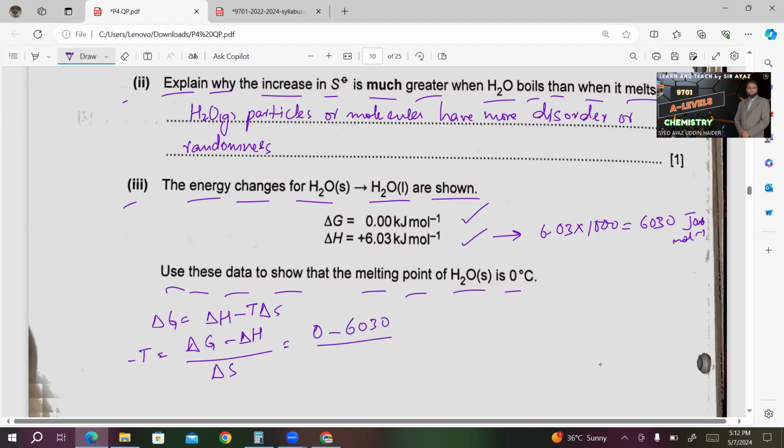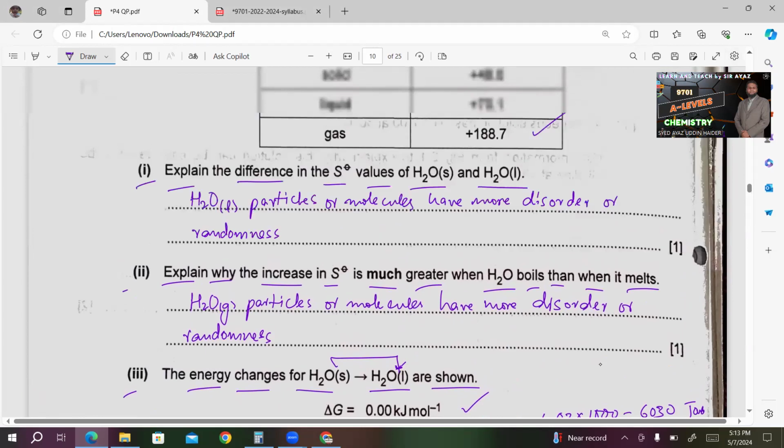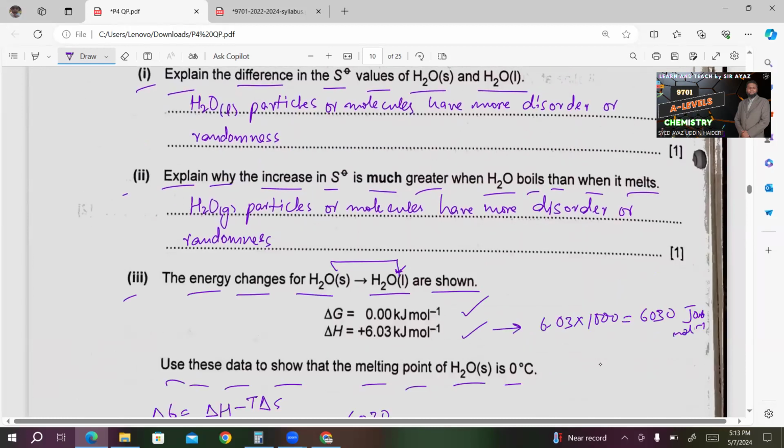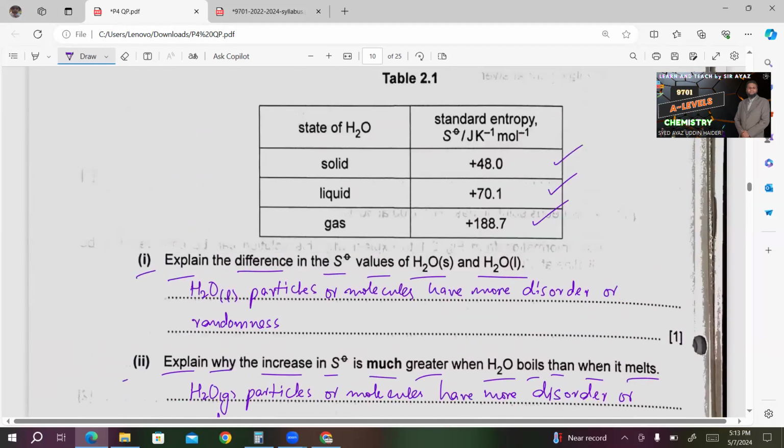What about delta S? We need to calculate delta S from solid to liquid. So liquid is the product and ice is the solid. Product minus reactant. Entropy for the product minus entropy for the reactant. So we'll get 70.1 minus 48.